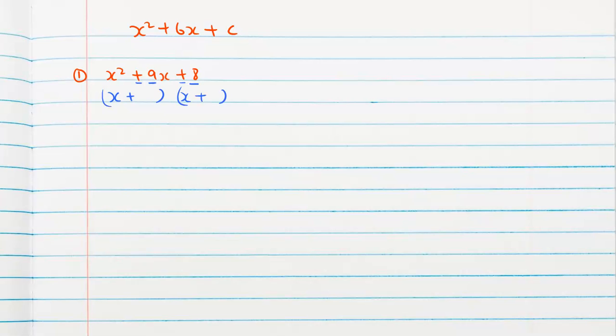Okay, so the numbers will be 8 times 1, we can get 8. 8 plus 1 is 9. So this is perfect. We get 8 and 1. Some students might put 4 times 2, that is 8, but 4 plus 2 is 6. We need 9. Again, we will take a look at another example.